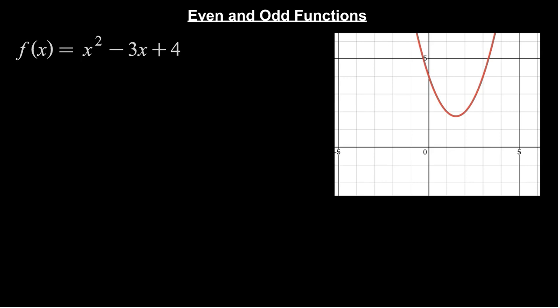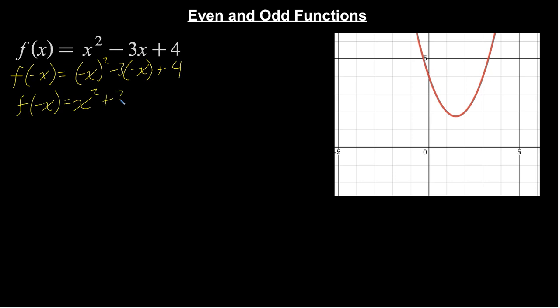In this example we have f of x equals x squared minus 3x plus 4. We're going to do the same thing and find f of negative x. So f of negative x equals negative x quantity squared minus 3 times negative x plus 4. Negative x squared is going to be just x squared. Negative 3 times negative x is going to be plus 3x, and then I've got plus 4.